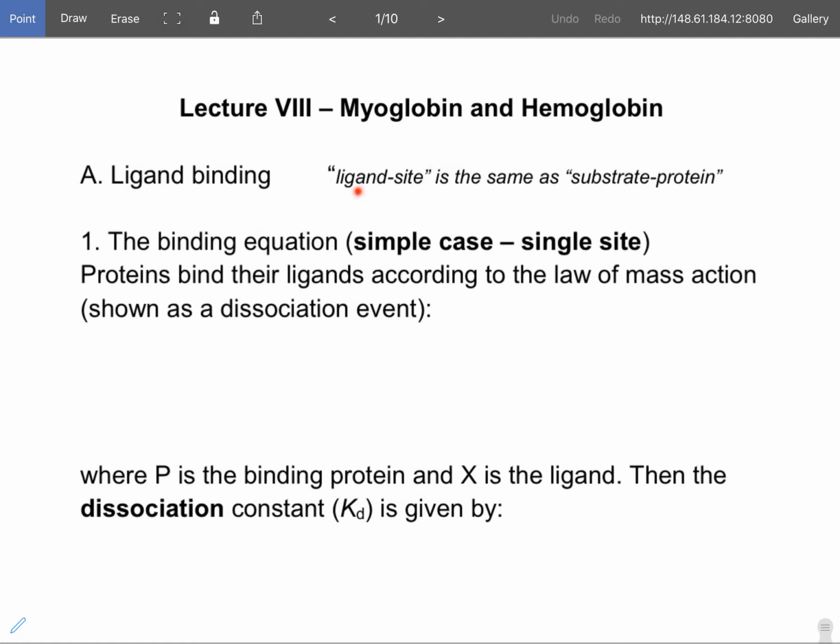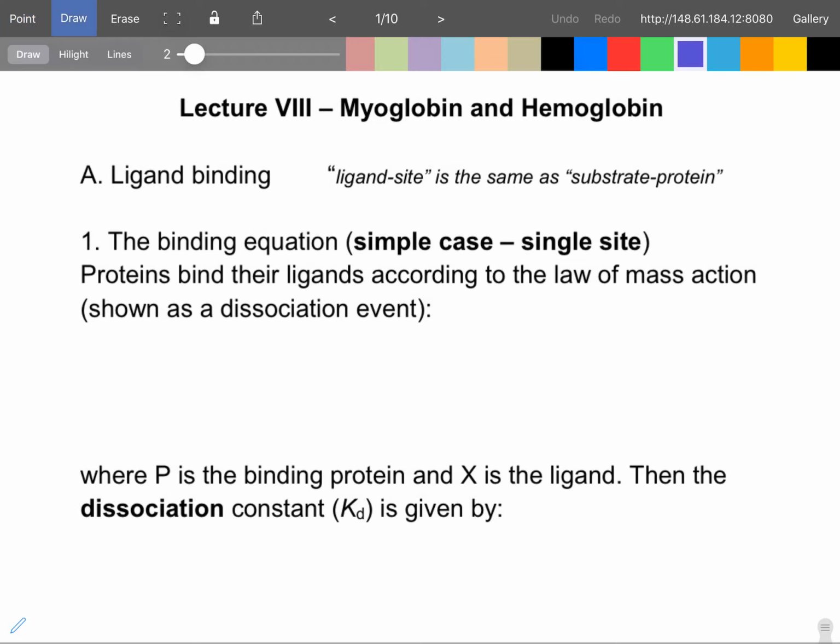And so we say ligand binds to a site, just like, as we'll see later on, a substrate binds to a protein or an enzyme. So we'll use both those terms. Let's think about what we're going to call the single site or the simple ligand binding situation where a protein and its ligand can interact.